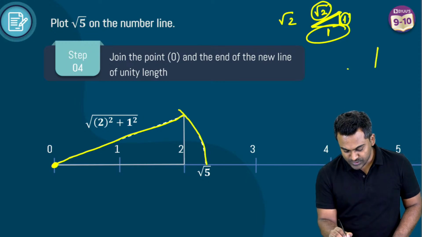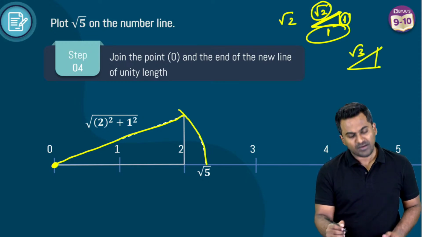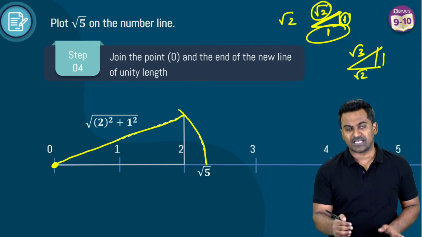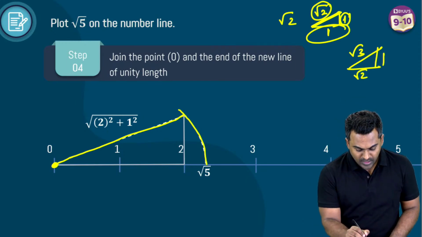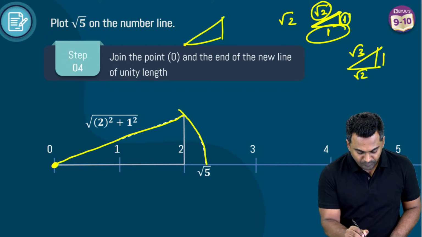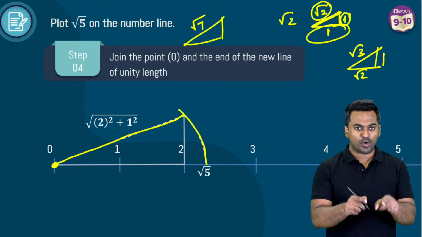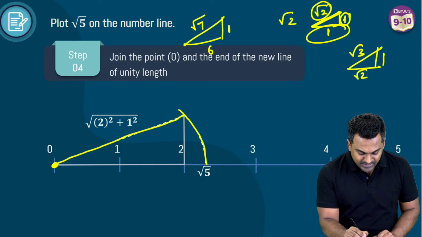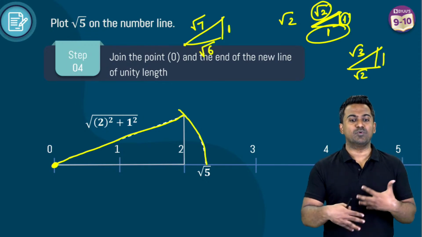Like let's suppose I want to plot root 3. Root 3 will be the hypotenuse. I fix the height as 1. Then using the Pythagoras theorem, I know this has to be root 2. If let's suppose you want to fix root 7, then the hypotenuse is root 7. I have fixed the height as 1. Then applying the Pythagoras theorem, this becomes root 6. This is how I move on.